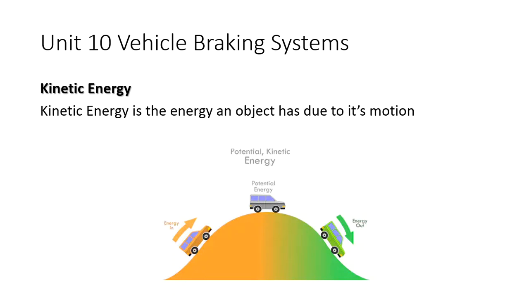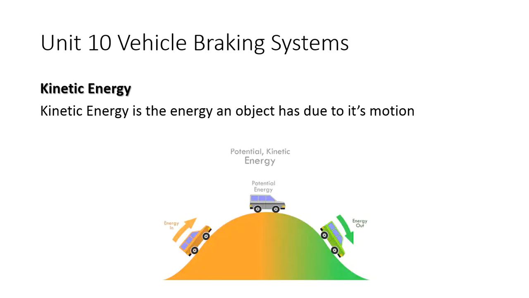Now, as you know, we can't destroy energy, we can only change its state. So in the example of a car driving up a hill, we're turning the chemical energy of the petrol or diesel into mechanical energy, and that mechanical energy is going to be used to push the car up the hill and give the car kinetic energy.